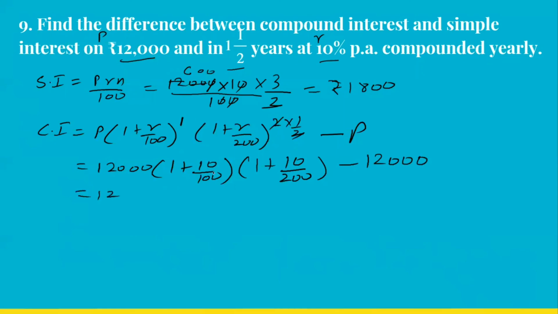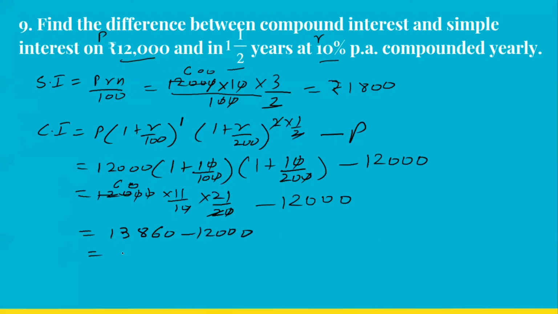So this is 12,000. Let us simplify this here. So 12,000 into 11 by 10 into 21 by 20. Simplify this. So you get here, when you divide by 2, 2, 6, you get 60. Multiply 60 into 11 into 21. What you get is 13,860 minus 12,000. Subtract it, you get this as rupees 1,860. So this is the compound interest and this is the simple interest.